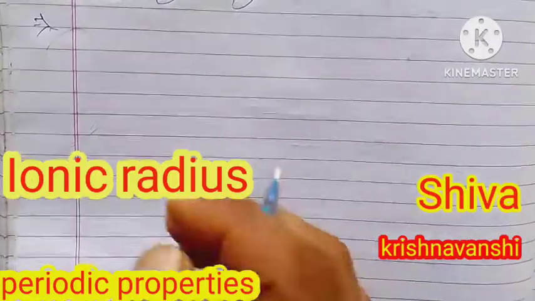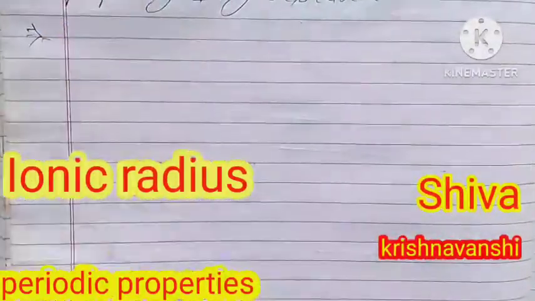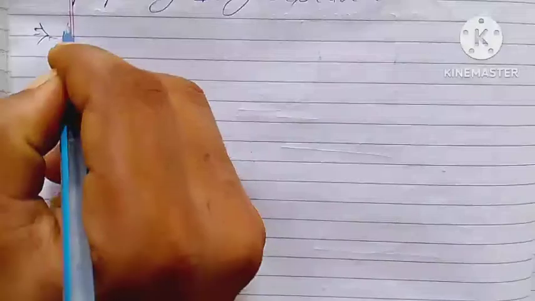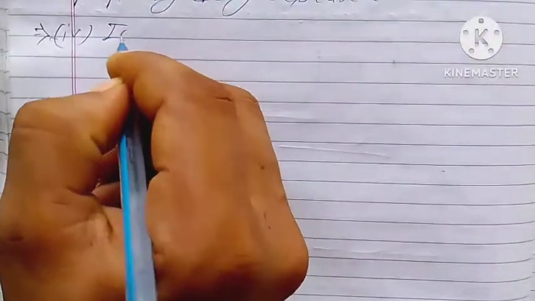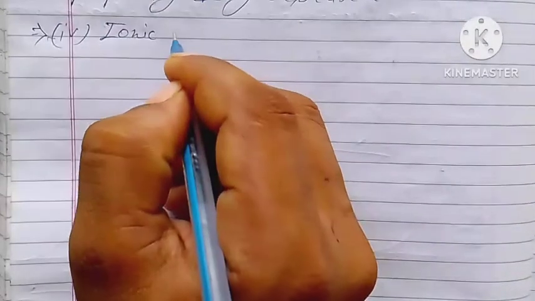Ionic radii. Which radii? Ionic radii. Fourth number is ionic radii.